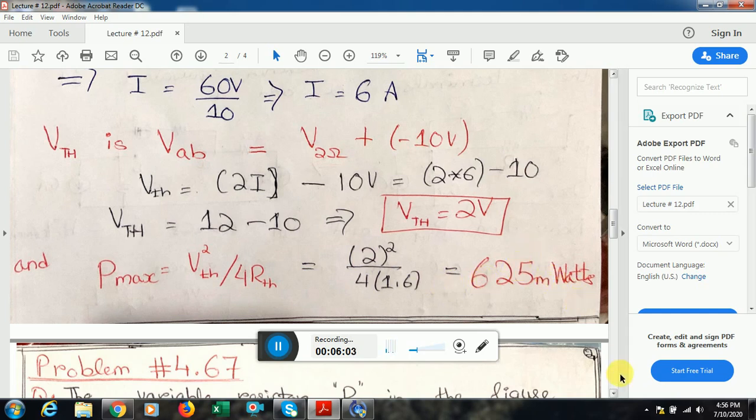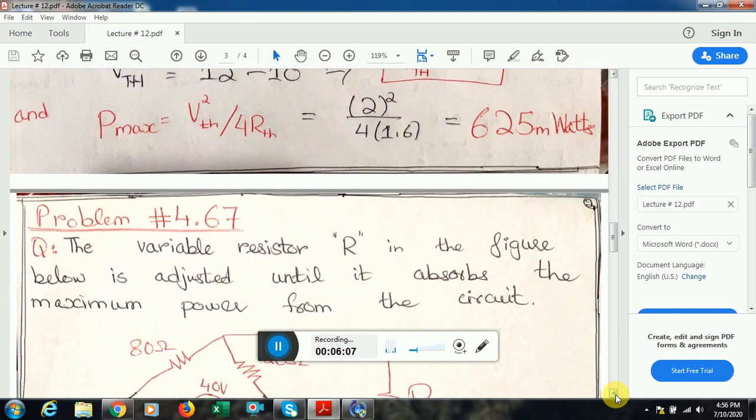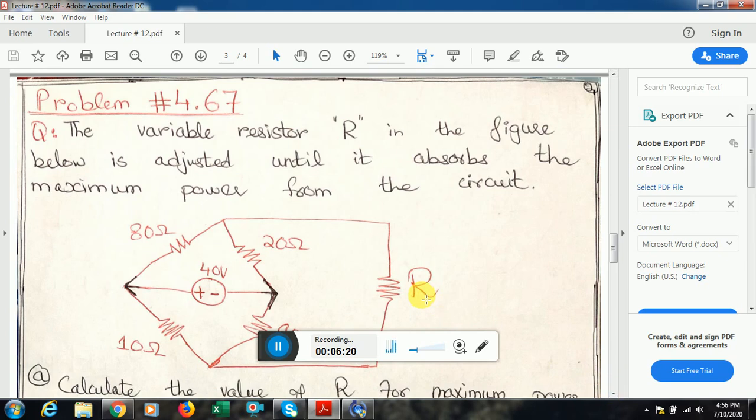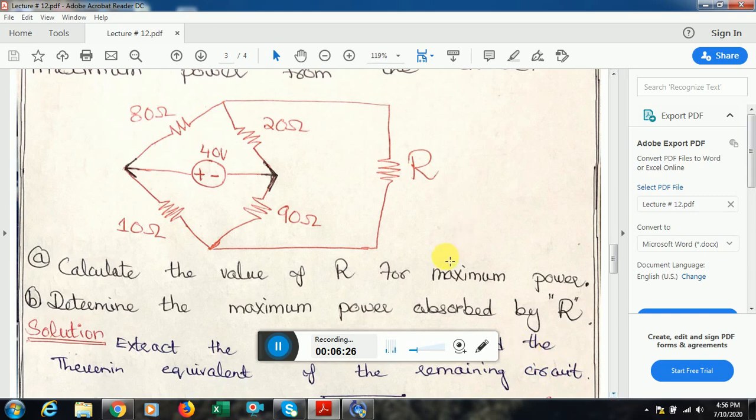Now to further understand the concept of maximum power transfer, we move on to another circuit which is given in problem number 4.67. This comes from chapter number 4 exercise problems. Here we have a bridge circuit and we have to find the value of R for which maximum power transfer can take place. So this question is divided into two parts. First of all, we have to find the value of R for which maximum power may take place, and then we have to find what the actual value of the maximum power absorbed by this R is.